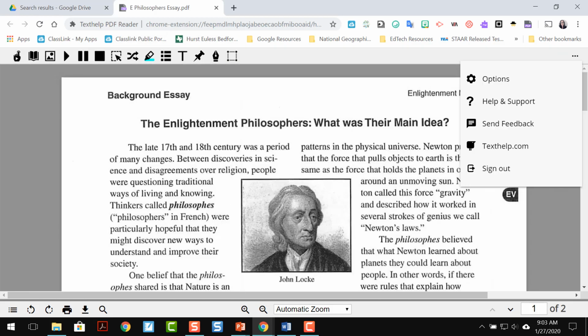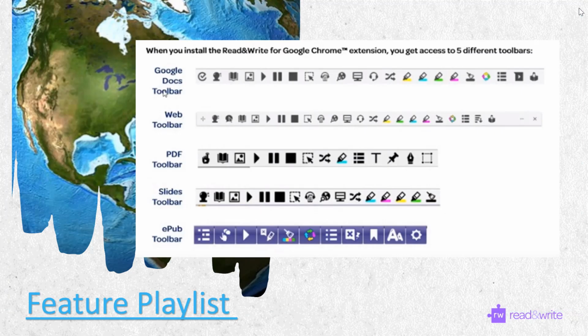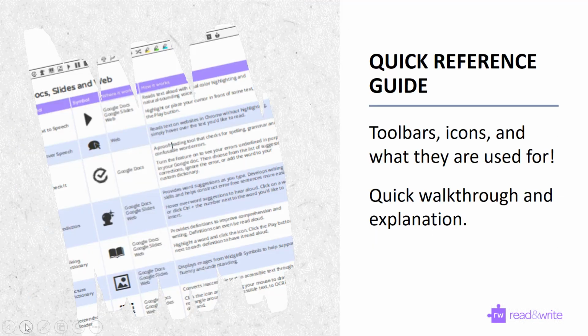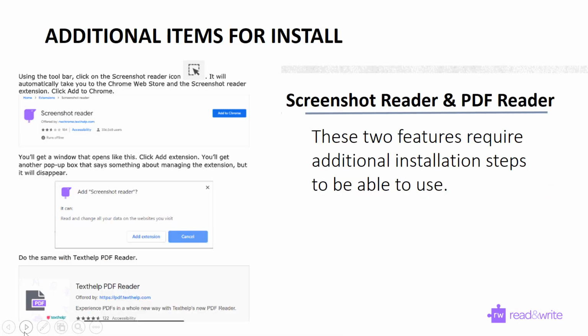Alright, so that is a brief walkthrough of the items here. Again, you have that playlist through Read and Write that you can go through and look at as well. That's that feature playlist right here. Again, we've done the quick reference guide. You're going to want those additional 2 pieces. One is called a PDF reader and one is a screenshot reader, so you're going to want to download both of those. Students should already have them, but if not, if you remember me pulling up that PDF, that's where you can find those, and it's going to work with the PDFs just a little bit easier.